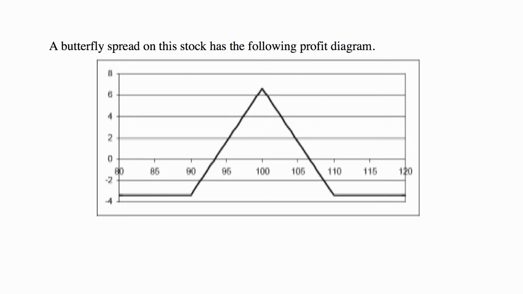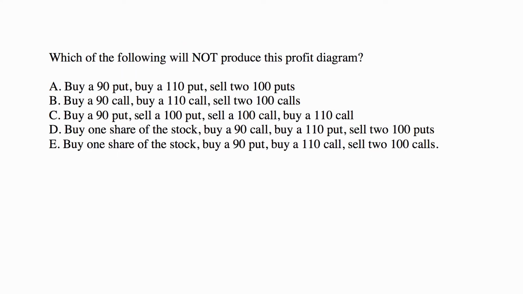The butterfly spread on this stock has the following profit diagram. So note, this is not the payoff diagram, it's the profit diagram. Which of the following will not produce this profit diagram? A, buy a 90 put, buy a 110 put, sell two 100 puts. B, buy a 90 call, buy a 110 call, sell two 100 calls. C, buy a 90 put, sell a 100 put, sell a 100 call, buy a 110 call.